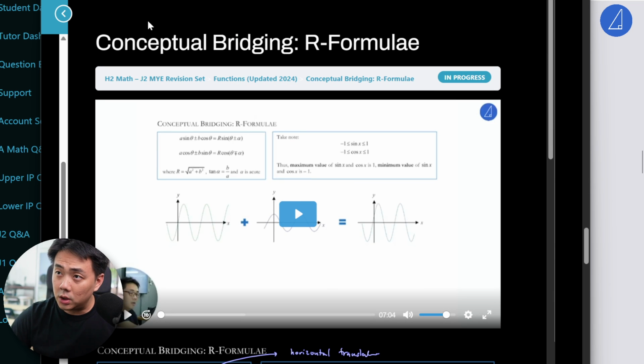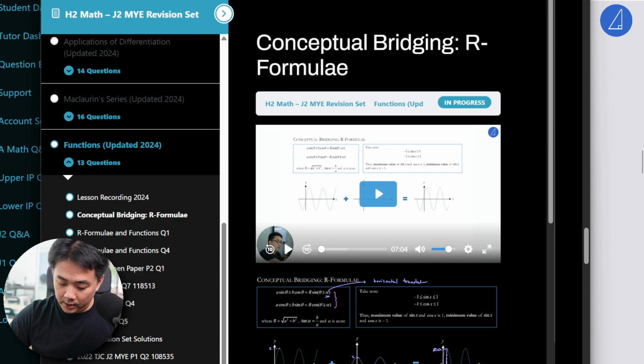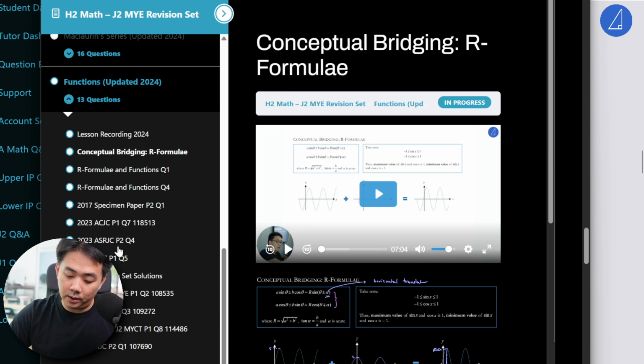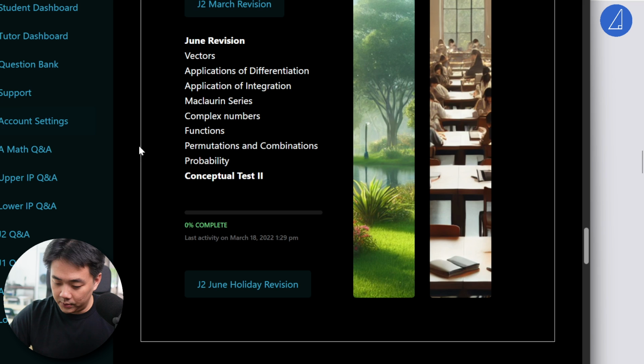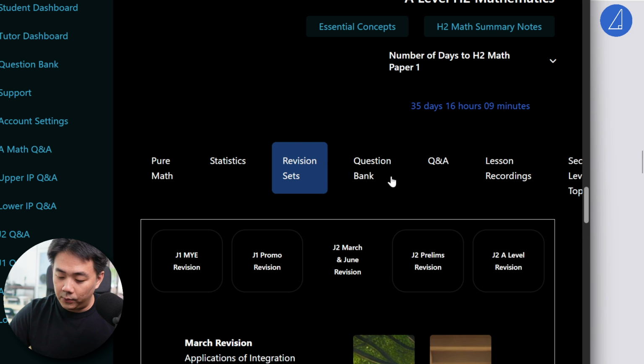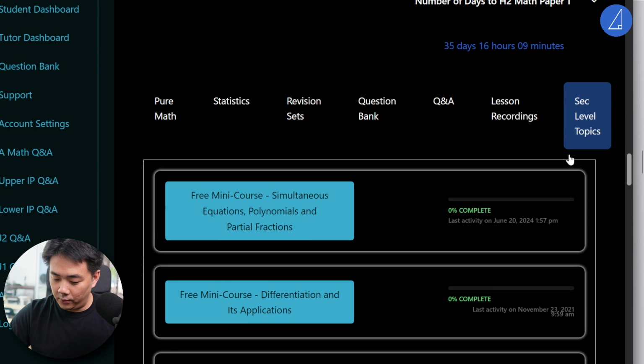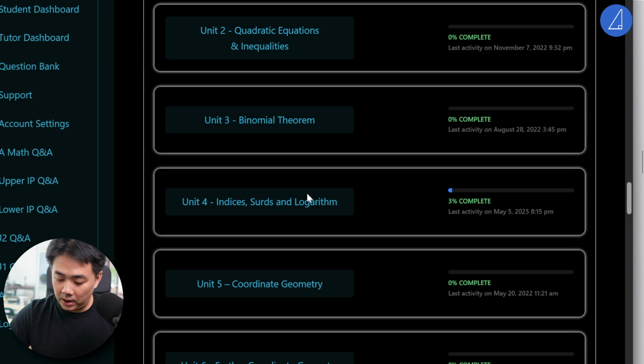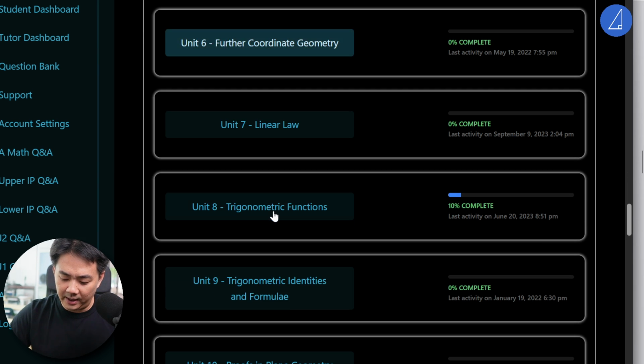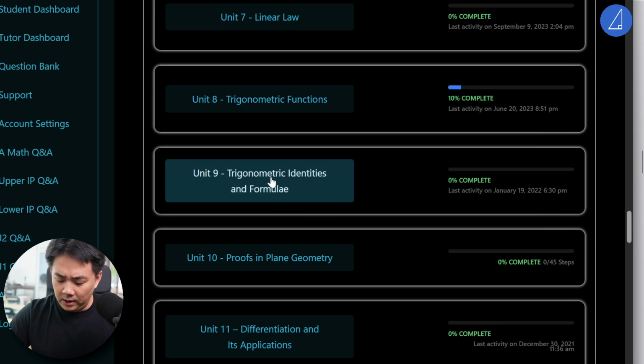Just make sure the R formula you know how to do. Then you try these R formula questions here, because they are in the specimen paper, but haven't come out yet. If you want to know how to get the notes for functions, you have the secondary school notes here, but you don't have time to go through everything. Obviously, you just need this one.